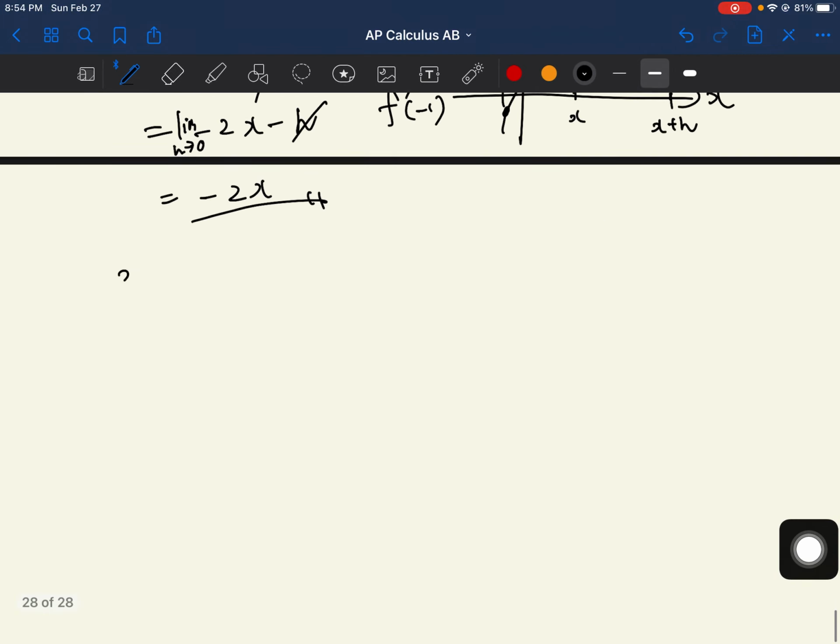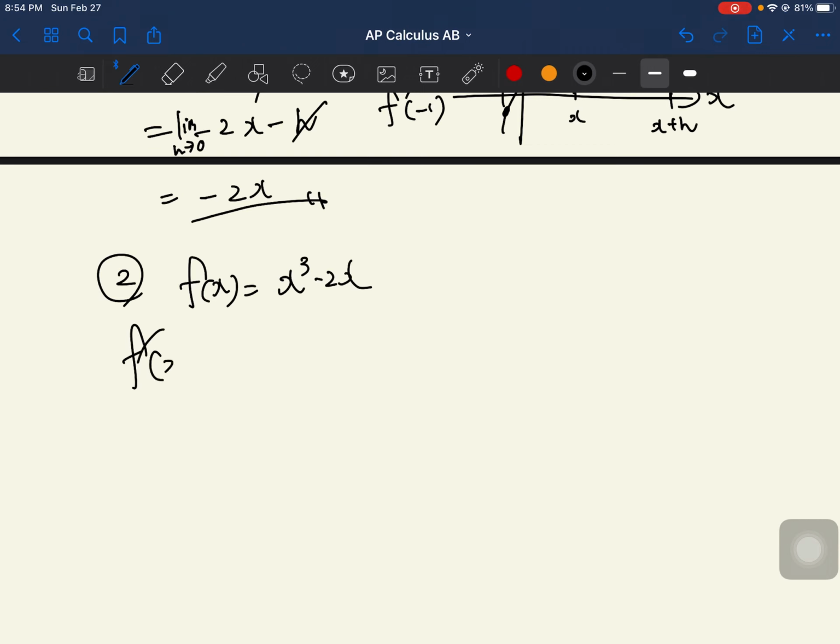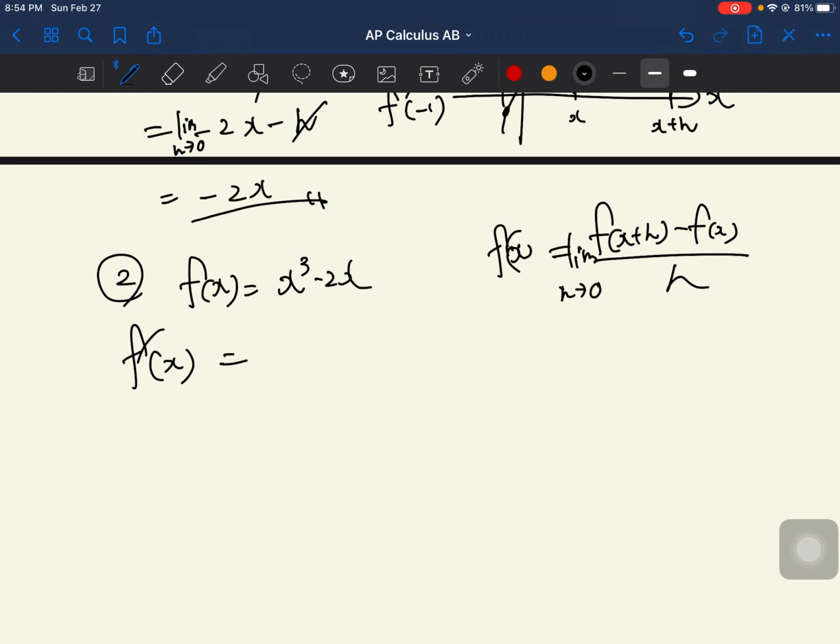So maybe, yeah, let's work on one more question. It's a little bit easy. So the next question is f of x equals x cubed negative 2x. So let me write the definition here, which is f of x plus h negative f of x over h, and the limit as h approaches 0. So let me just plug in.